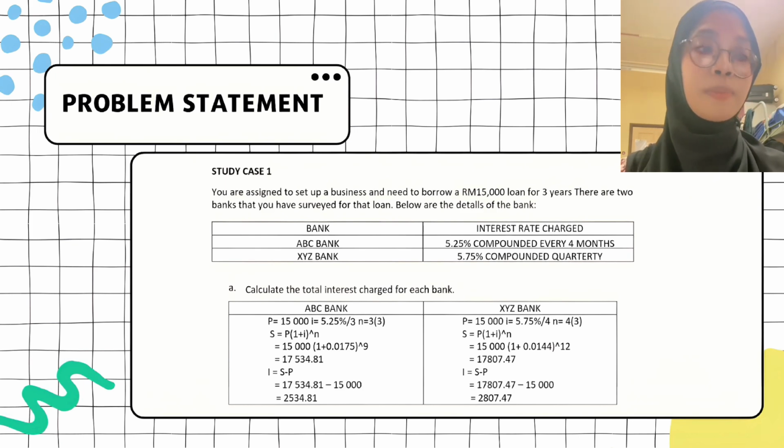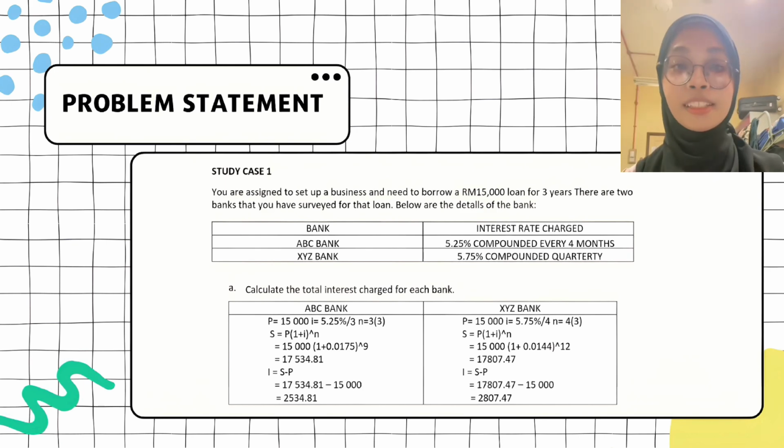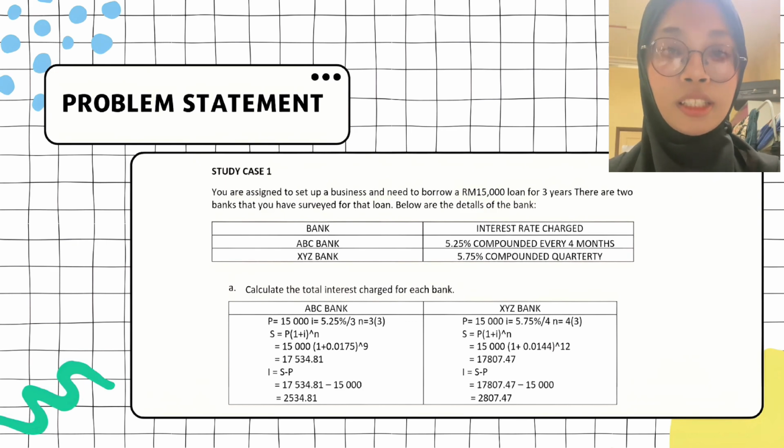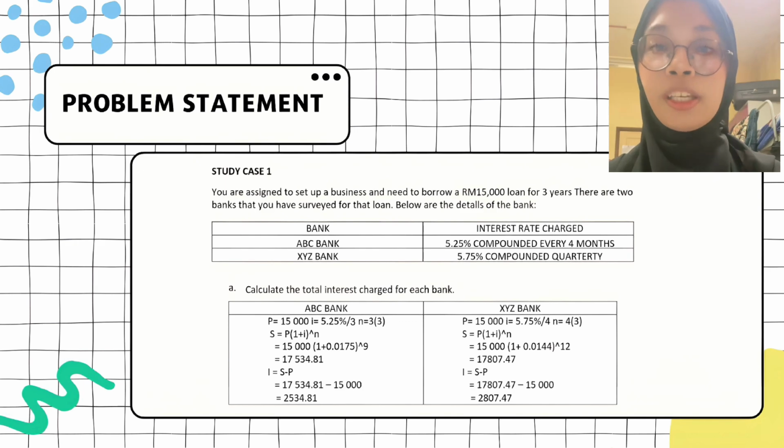For ABC Bank, P equals 15,000, i equals 5.25% over 3, n equals 3 multiplied by 3. Next, we use the formula S equals P multiplied by (1 plus i) to the power of n. 15,000 ringgit multiplied by (1 plus 0.0175) to the power of 9. And the answer is 17,534 ringgit 81 cent. Next, I equals S minus P, which is 17,534 ringgit 81 cent minus 15,000, and the answer is 2,534 ringgit 81 cent.